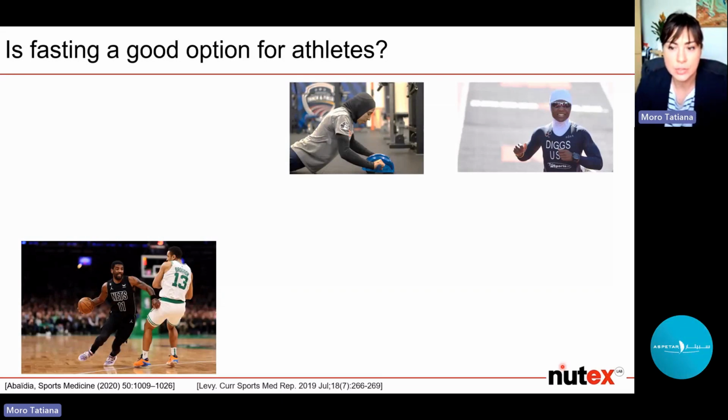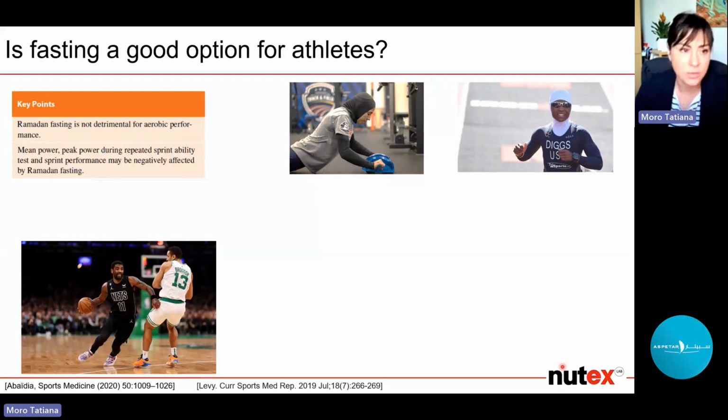However, due to the different types of performance, sports, and clinical trials being conducted, evidence on intermittent fasting, like Ramadan intermittent fasting, for athletic performance is not very clear. Some studies say that Ramadan fasting is not detrimental for some types of performance, like aerobic performance, but can affect sprint or power performance.